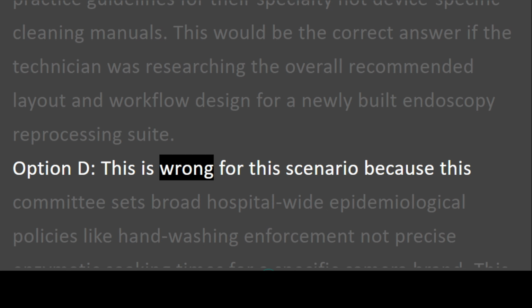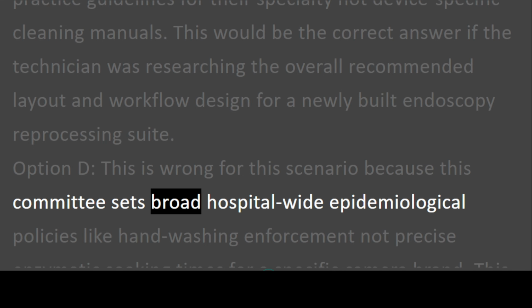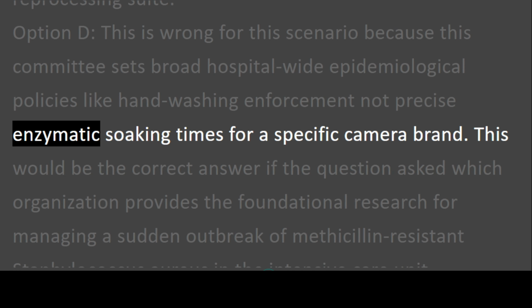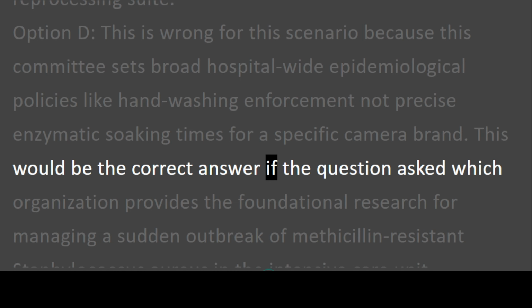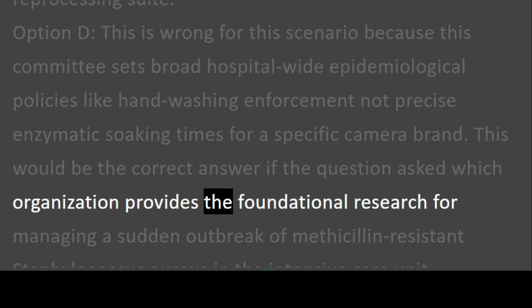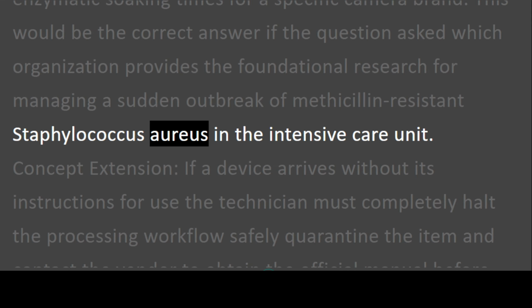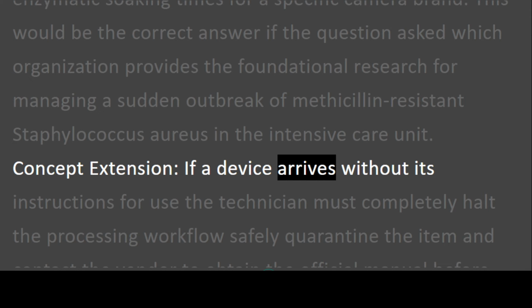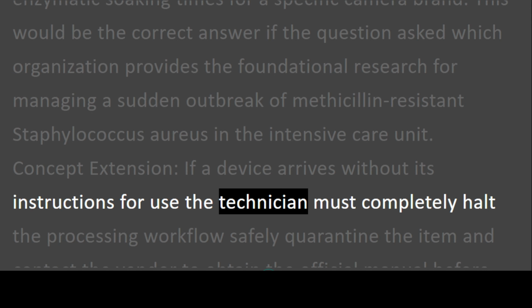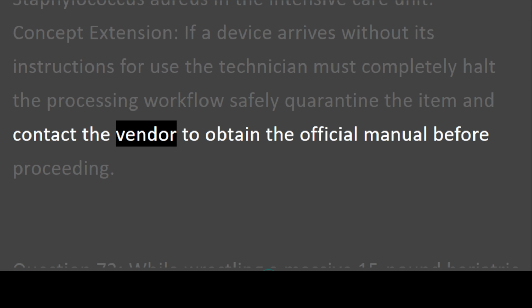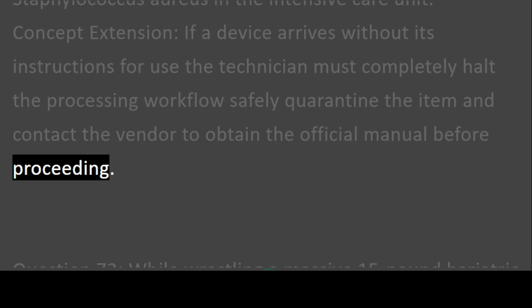Option D. This is wrong for this scenario because this committee sets broad hospital-wide epidemiological policies like hand-washing enforcement, not precise enzymatic soaking times for a specific camera brand. This would be the correct answer if the question asked which organization provides the foundational research for managing a sudden outbreak of methicillin-resistant Staphylococcus aureus in the intensive care unit. Concept extension. If a device arrives without its instructions for use, the technician must completely halt the processing workflow, safely quarantine the item, and contact the vendor to obtain the official manual before proceeding.